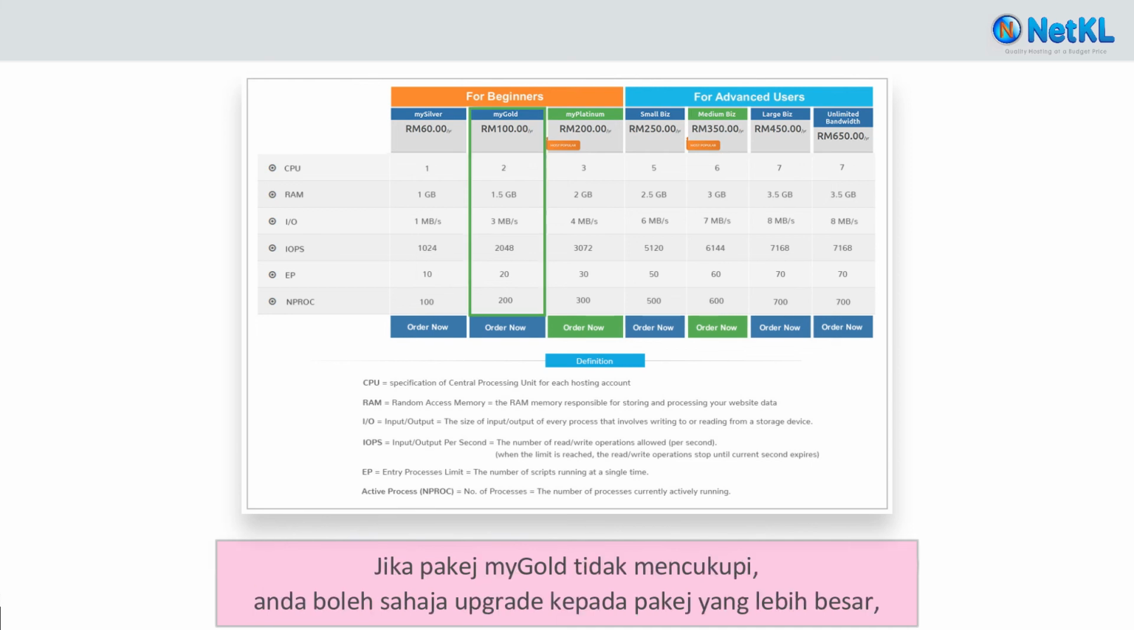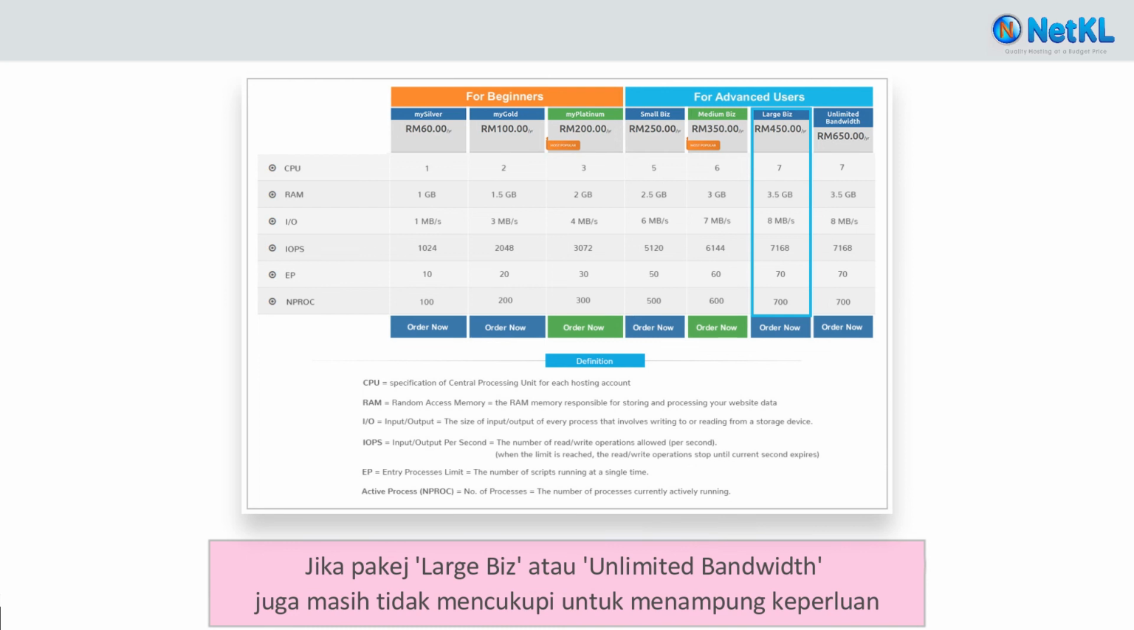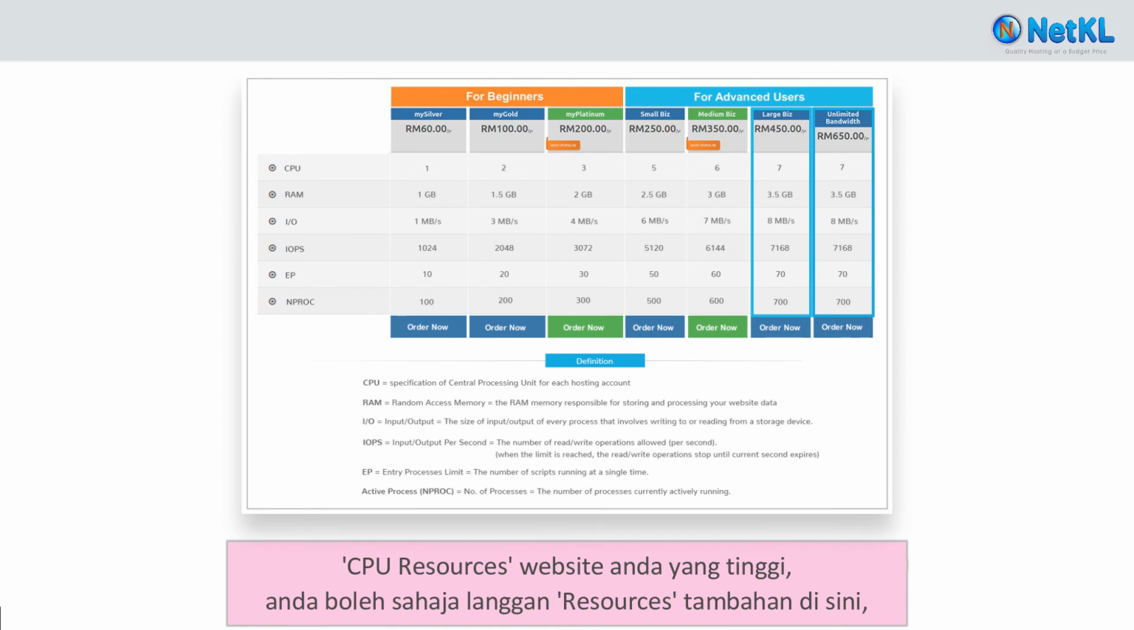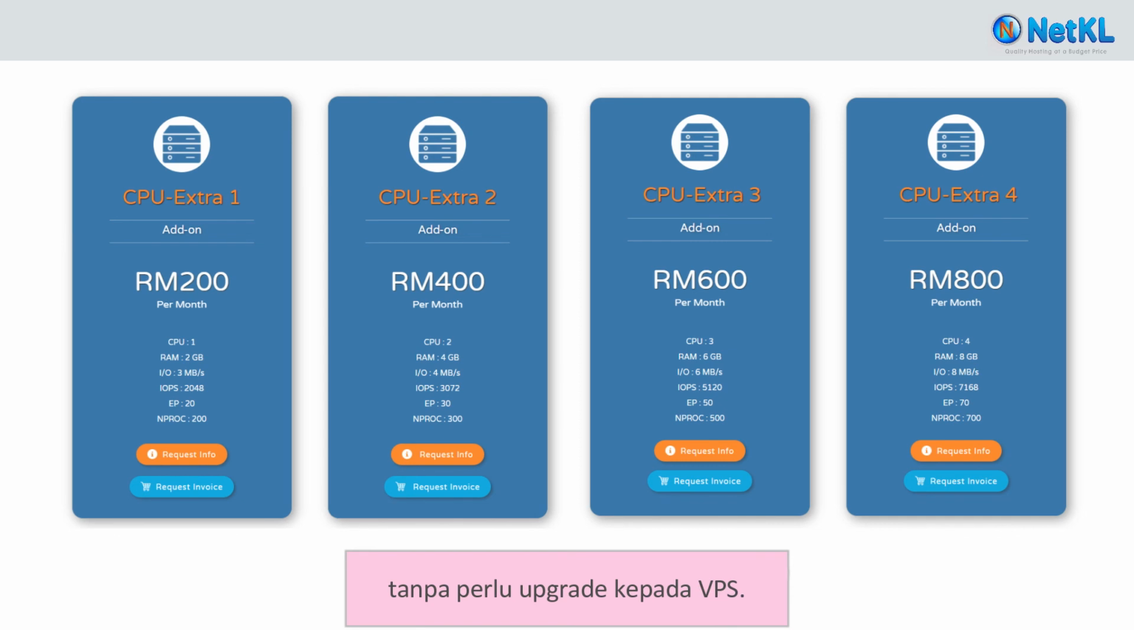If My Gold is not enough, you may upgrade to bigger hosting plans, right from My Platinum to Large Biz or Unlimited Bandwidth. If Large Biz or Unlimited Bandwidth plan is still unable to accommodate your high CPU resources need, you can always subscribe for additional resources here, without having to upgrade to VPS.